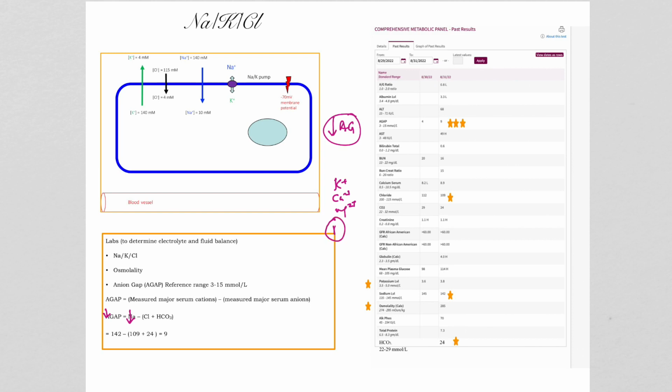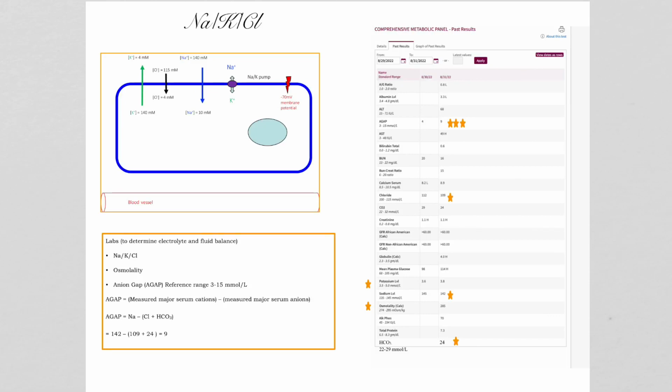As I mentioned earlier, there are cationic proteins such as the immunoglobulins. So there's a disease, for example, called multiple myeloma. It's a cancer, and that produces a certain protein that tends to be positively charged. So the increase in any cation is going to reduce the sodium to maintain electrical neutrality, and that's going to lead to a decreased anion gap.